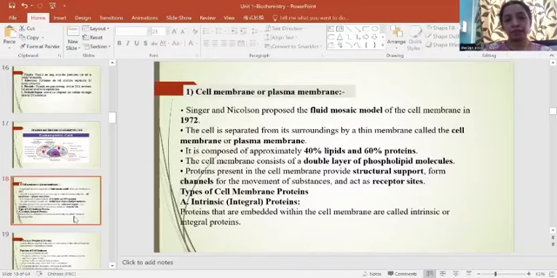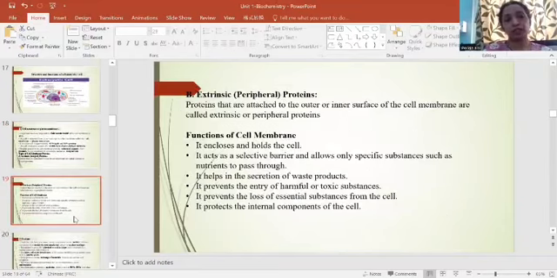Proteins present in the cell membrane provide structural support, form channels for movement of substances. There are different cell membrane proteins: intrinsic proteins, which are embedded within the cell membrane, so it means they will already be inside your cell membrane. Next one is extrinsic proteins. They will be attached to the outer surface of your cell membrane.